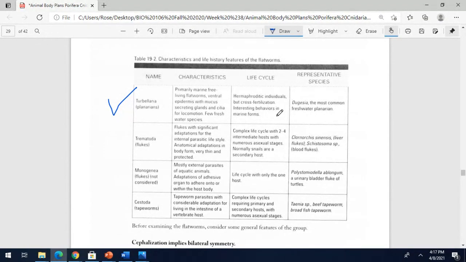Okay, so now the life cycle: hermaphroditic individuals, but they do not self-fertilize, they cross-fertilize, all right? Our example is Dugesia as our flatworm, which we would have done in class.